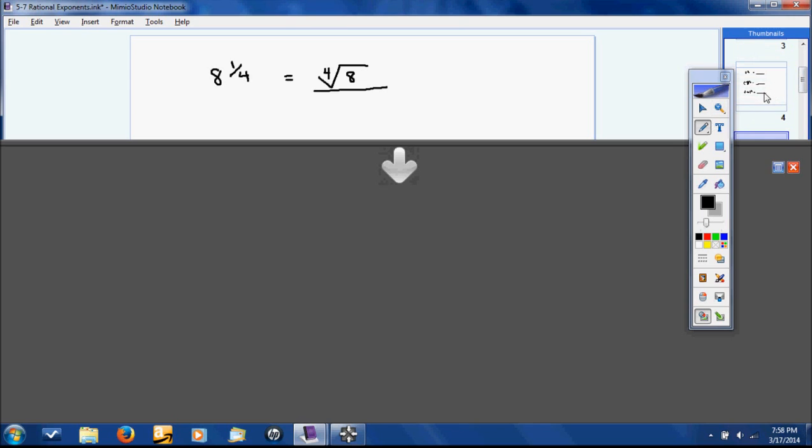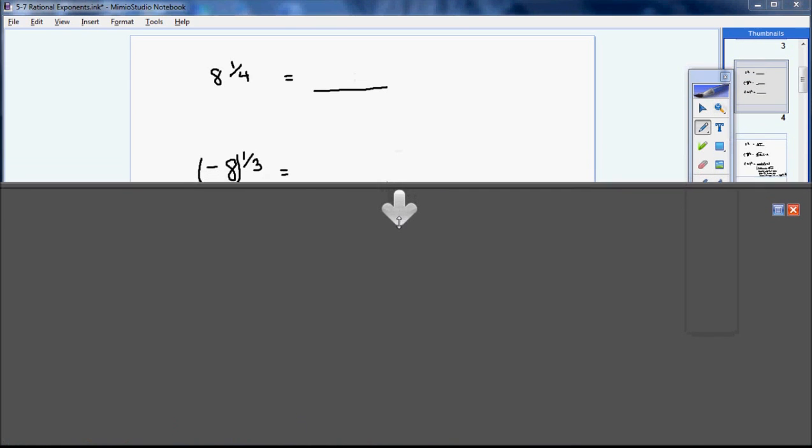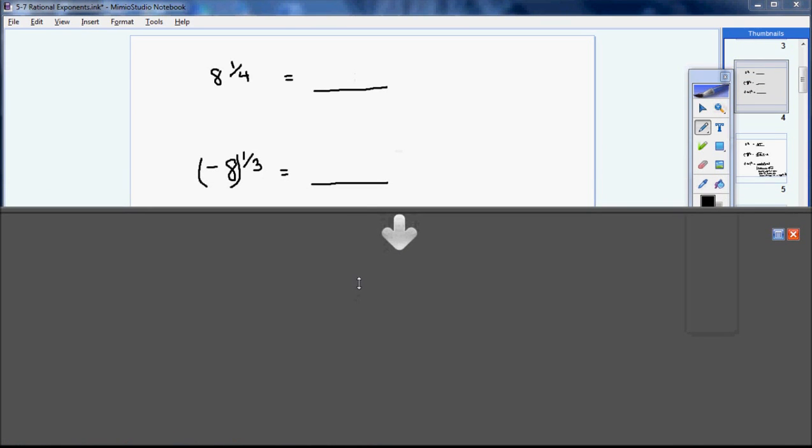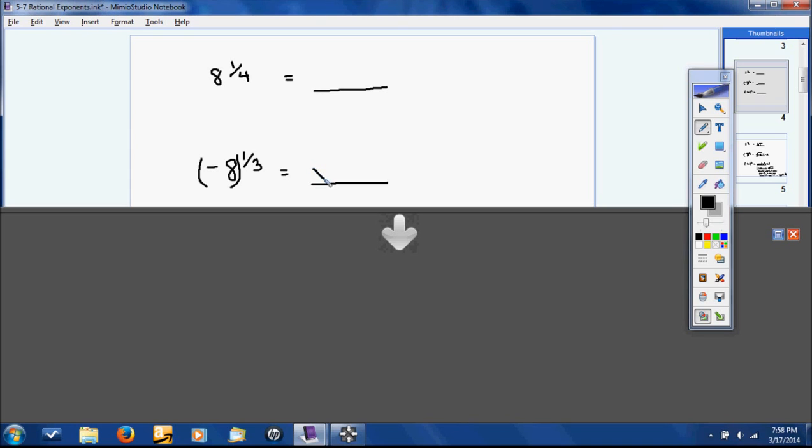Now let's take a look at the next one. -8 to the 1/3 power. Okay, -8 to the 1/3 power. You could try that one in your calculator, but before you do that, let's write it in its radical form. Okay, we know it's a radical.